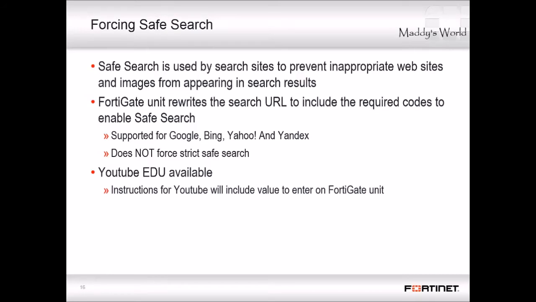It works by examining the URL and looking for the safe search string when you submit a search. If it is not there, the Fortigate unit will modify the URL to include it.